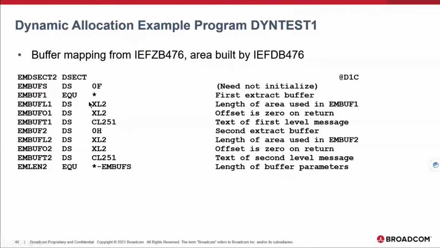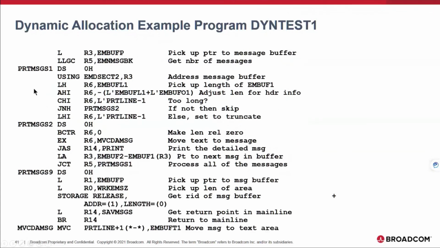So the first message occupies this space. The second message is down here in buffer 2. So when we want to get to the next message, if there's multiple messages, it's the difference between buff 2 and buff 1. This difference is how big this area is, and you just simply walk through the buffer, however many messages there are. So here's the code that does that. We pick up the pointer to the formatted messages, and we get the total number of messages, and we're going to use this number in a jump on count loop. So this is the loop that's going to walk through the messages.